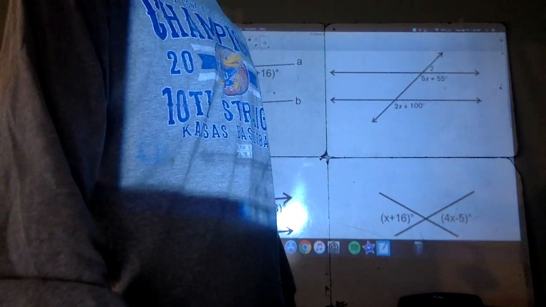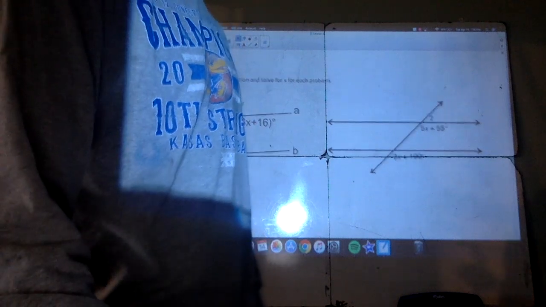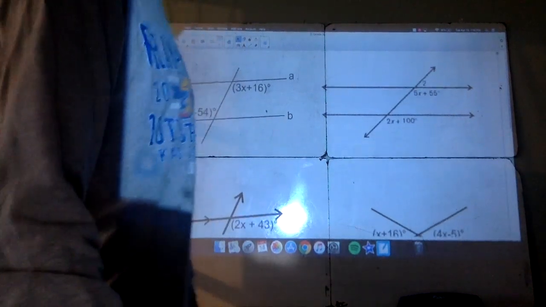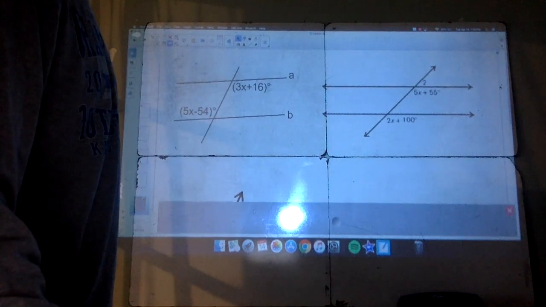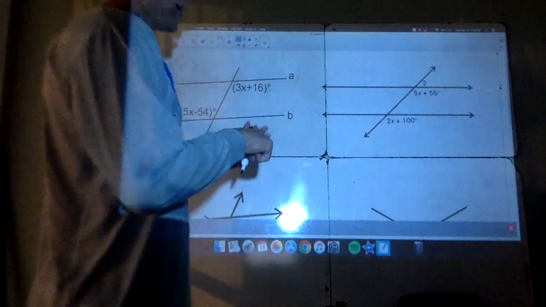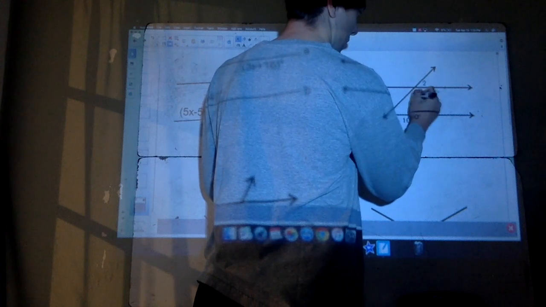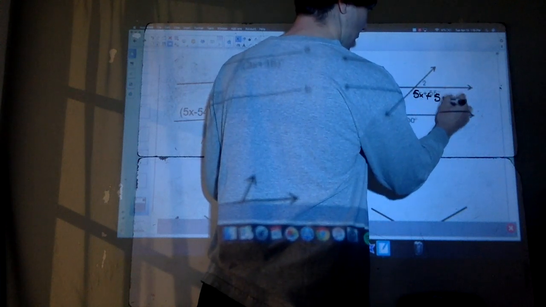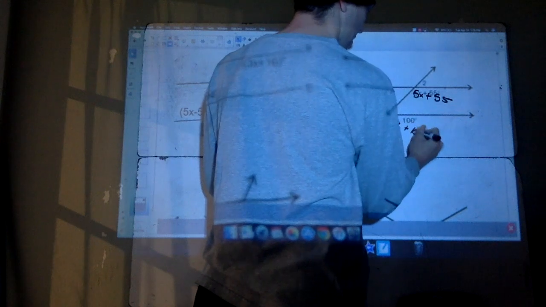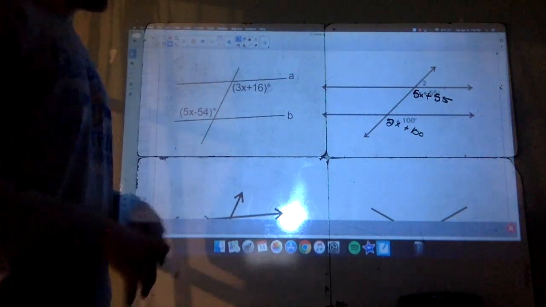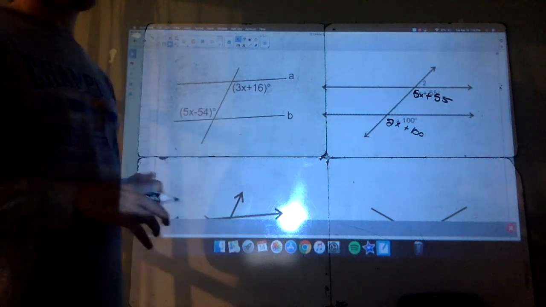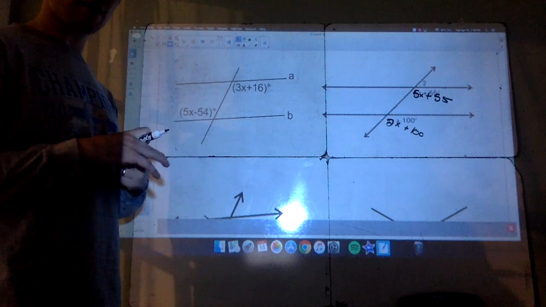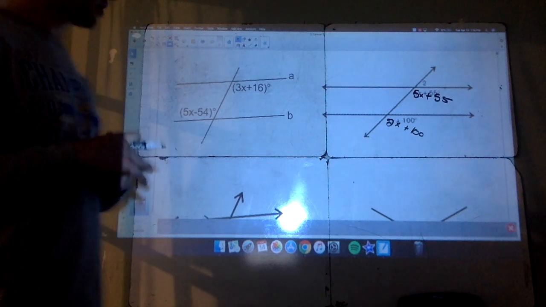And then we have another page here. So what I want us to do with this page, and we'll just start with the first two, and we'll do the second two later. So I'm going to put a shade down. Where's our shade here? So we can't quite see that yet. And over here we have 5x plus 55 and 2x plus 100, and here we have 5x minus 54 and 3x plus 16. So we're going to actually use some algebra to start solving these equations.